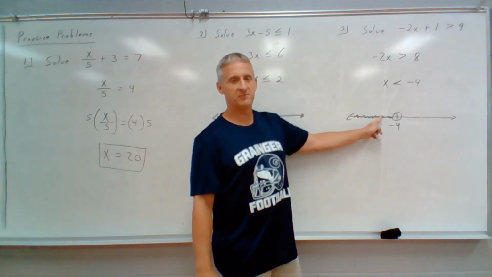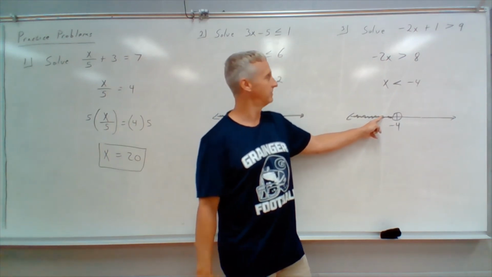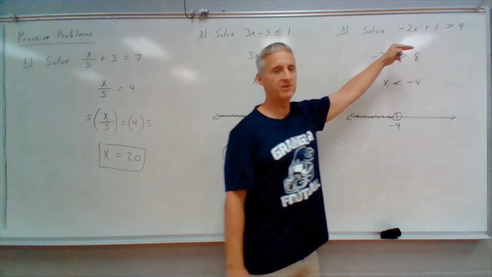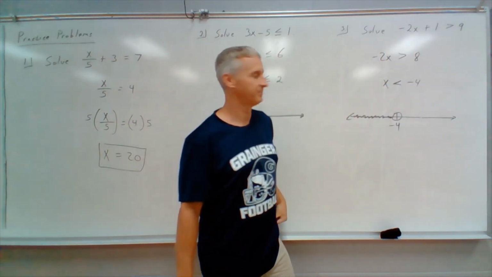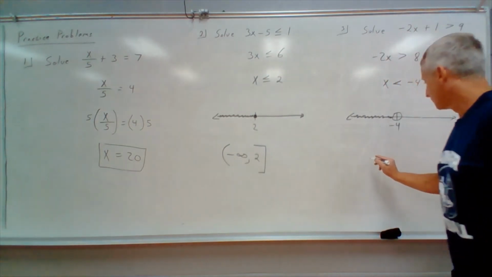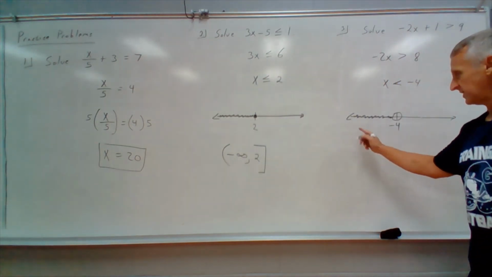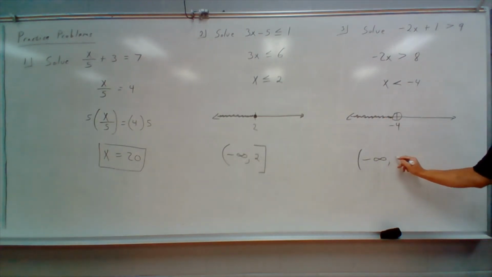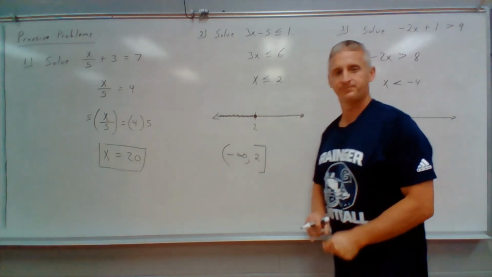Let's use a negative 5. Negative 5 should be true. Negative 2 times negative 5 is 10. 10 plus 1 is 11. 11 really is greater than 9. All right, let's represent this on a number line or in interval notation. So that's from negative infinity to negative 4. And I'm not going to include the negative 4. So I need an open parenthesis.